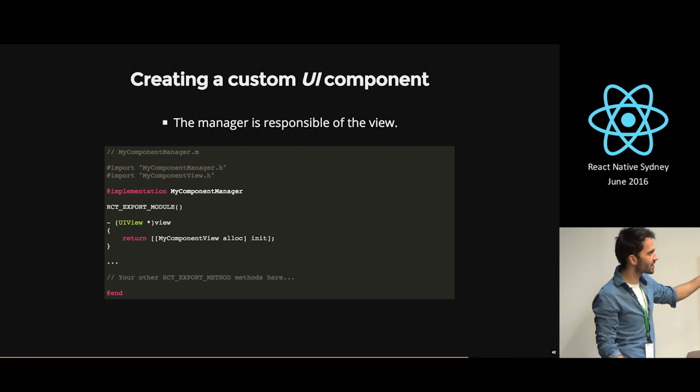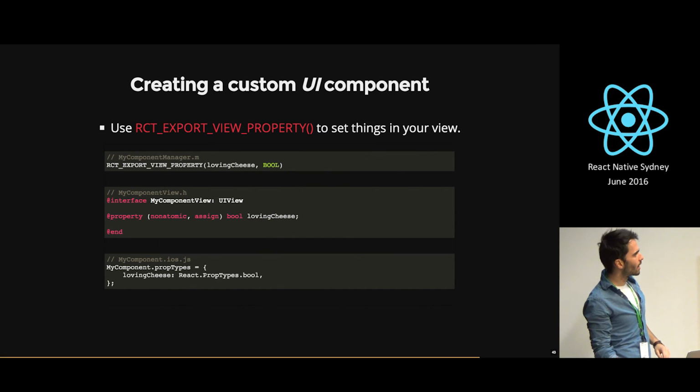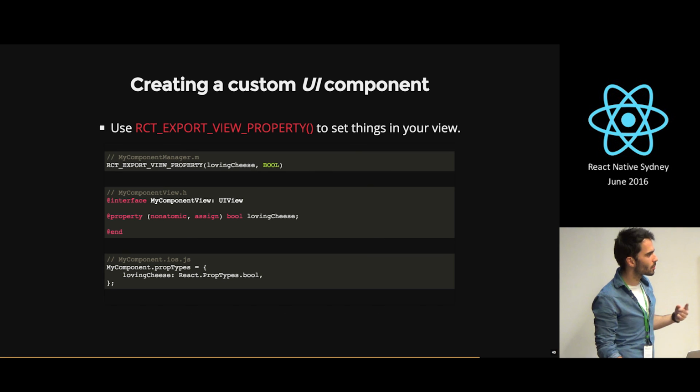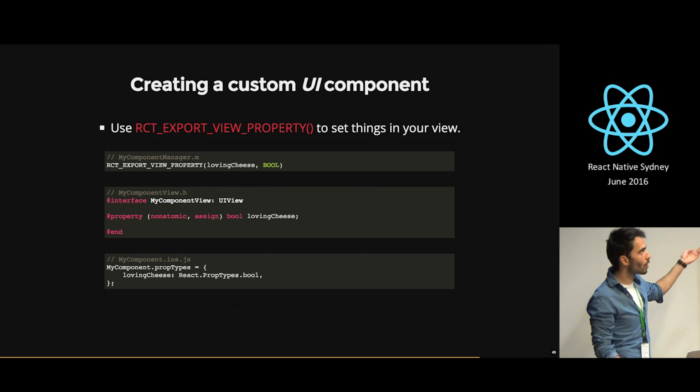The manager is responsible for the view, and you have to allocate a view in that method. And that way the manager is going to call it himself whenever he wants to generate the view with React. And you could also define some properties for your view. So if, for example, you want to set something by default, you can say, all right, I'm going to render something by default, and I'm going to set that to my view, and all this kind of thing. You can do that with RCT export view property. That's it.